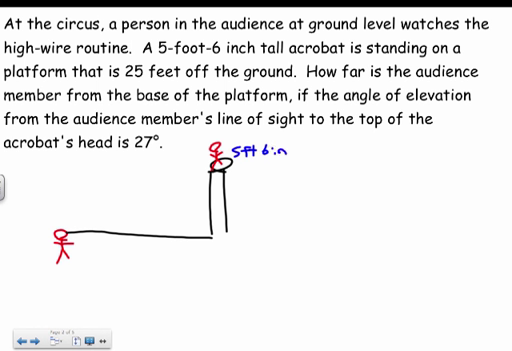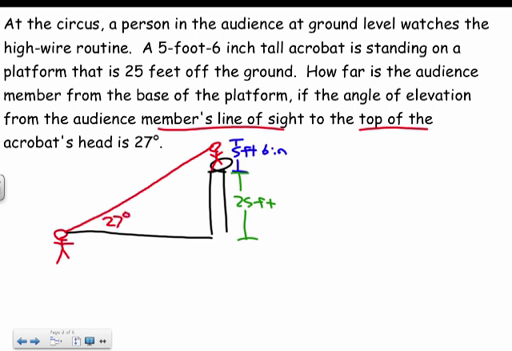And it says that the platform is 25 feet off the ground. So the platform distance, so this 5 feet, 6 inches is just the person, and the platform is 25 feet. So we're looking at right here. And now we got an angle of elevation from the audience member's line of sight to the top of the acrobat's head. So that means line of sight to the top of his head right there. And it says it's 27 degrees. So it's an angle of elevation.